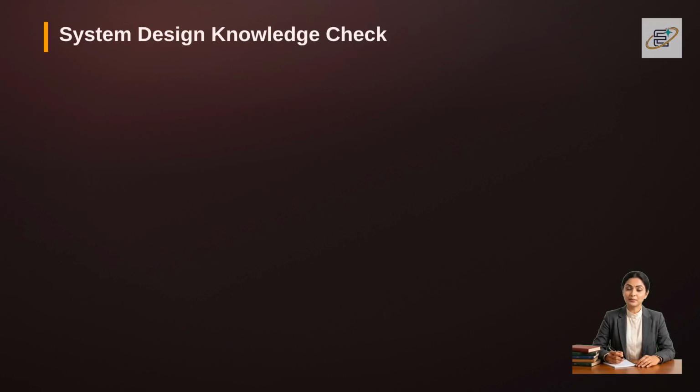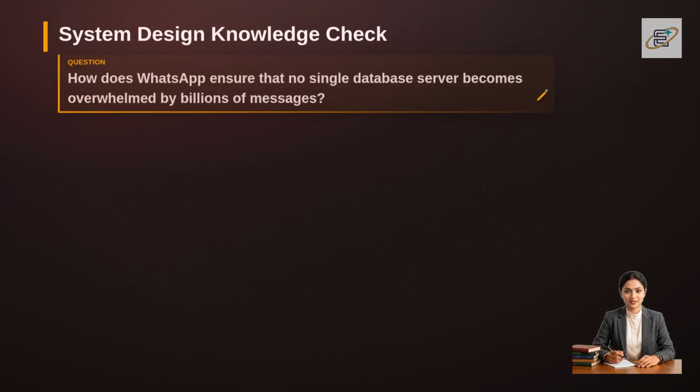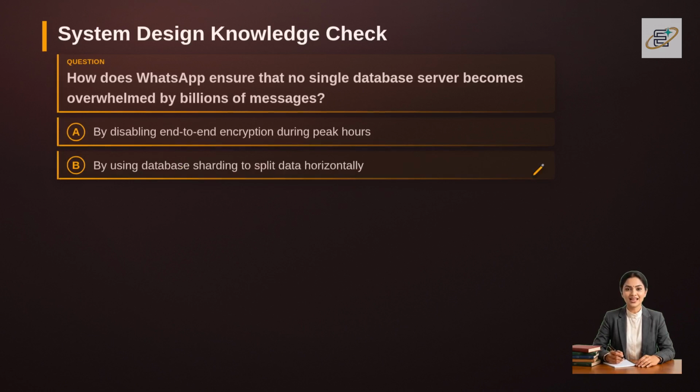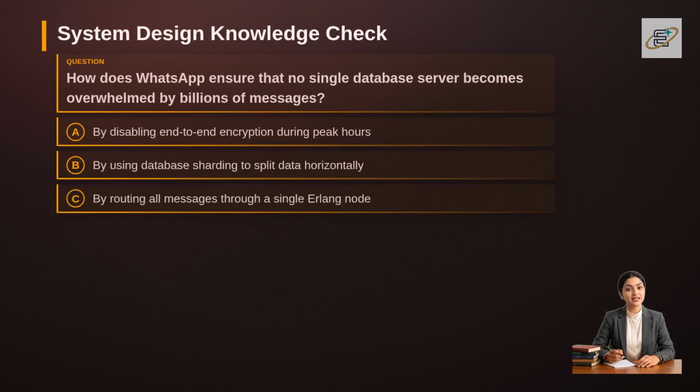Before we shift gears, let's test your understanding of system design at scale. Here is your question. How does WhatsApp ensure that no single database server becomes overwhelmed by billions of messages? Option A suggests they do this by disabling end-to-end encryption during peak hours to save processing power. Option B says they achieve this by using database sharding to split data horizontally across multiple servers. And option C claims they do it by routing all messages through a single, highly optimized Erlang node. Take a moment to think about the architecture we just discussed and pick your answer.